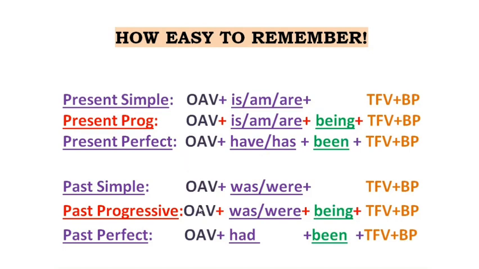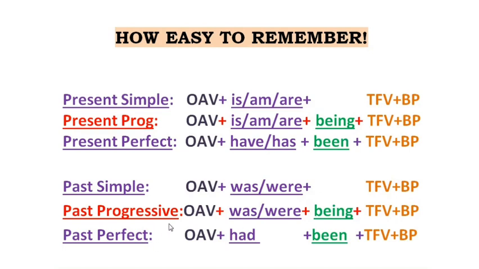So now past tense. Although we have not formally covered past tense, you have already completed it, and the same rule we have to follow. First comes OAV, past simple. In present simple, OAV plus is, am or are plus TFV plus BP. In past simple, is, am, are turns to was or were. The same TFV plus BP comes last.